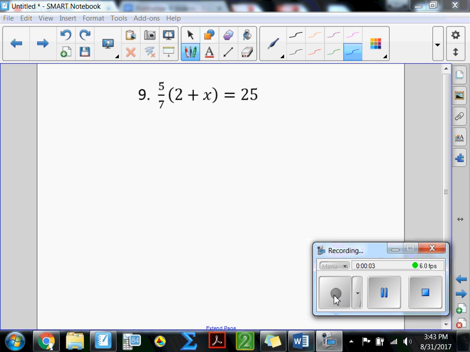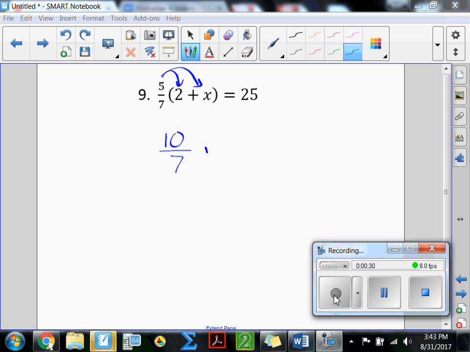Number 9 on the formative, I have a fraction with a parentheses. I'm going to start by distributing. So 5 over 7 times 2. You can use your calculator. You can also, when you do a fraction times a whole number, you're really doing the whole number times the numerator, which is the top of the fraction. So 5/7 times 2 is 5 times 2 over 7, 10/7. You can also use your calculator for that.